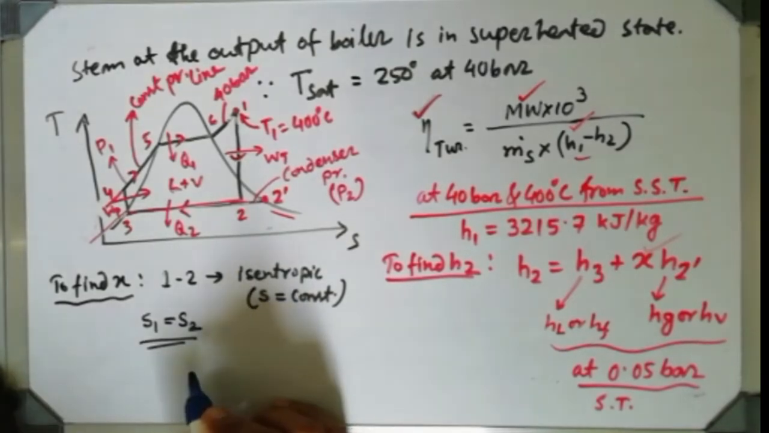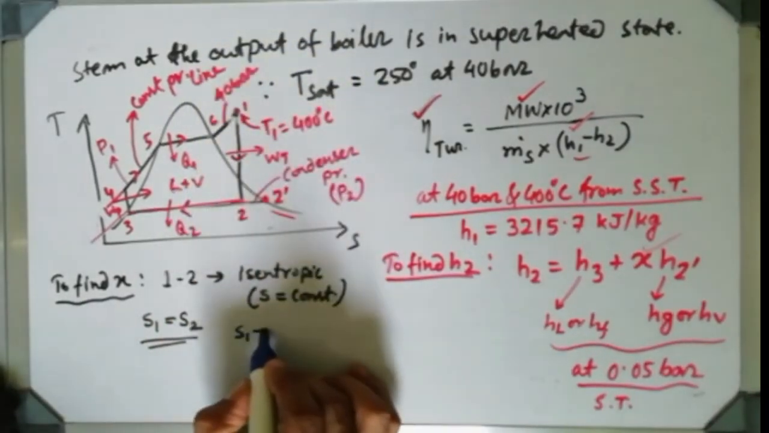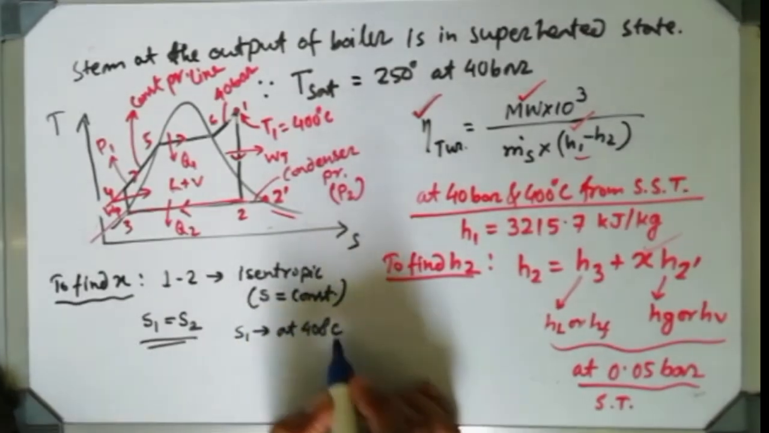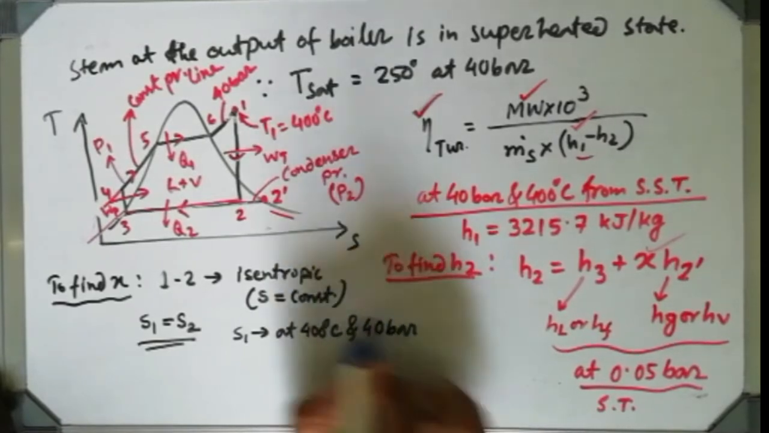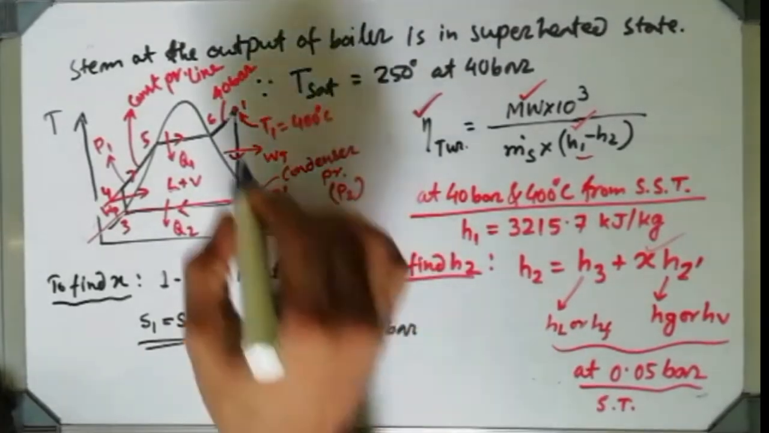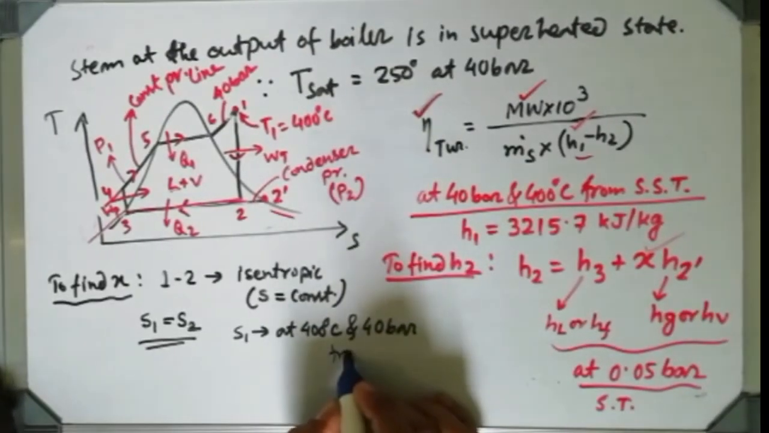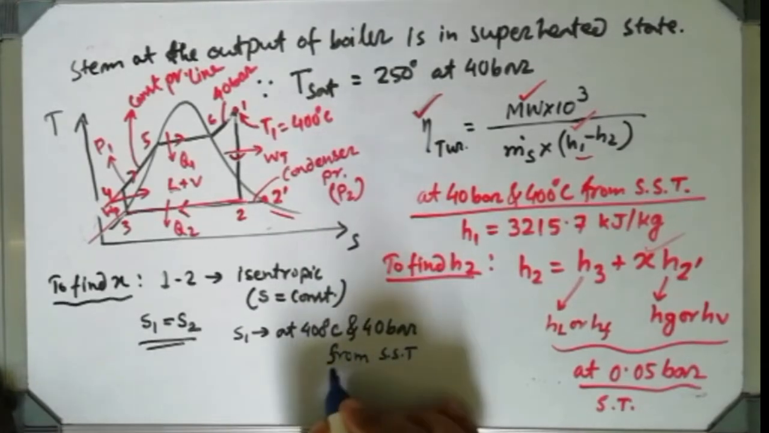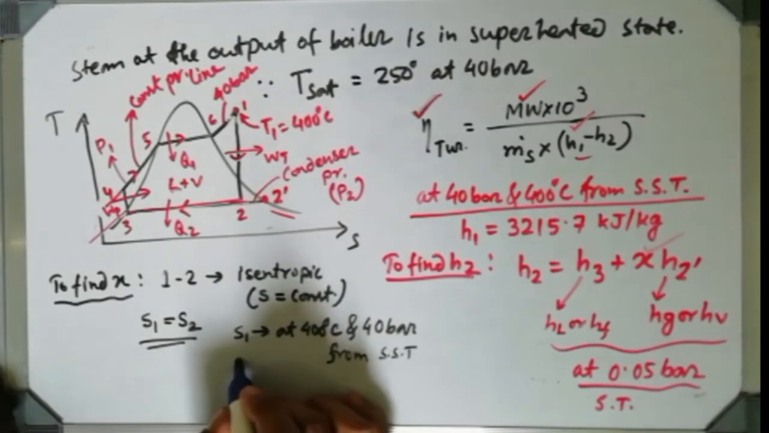So S1 you can find out at 400 degrees centigrade and 40 bar pressure, because this is the condition. So from there find the superheated steam table. Again, it will be found from the superheated steam table, because the region is superheated. Find it there. So from there you can get the value of S1. Already I have found it.